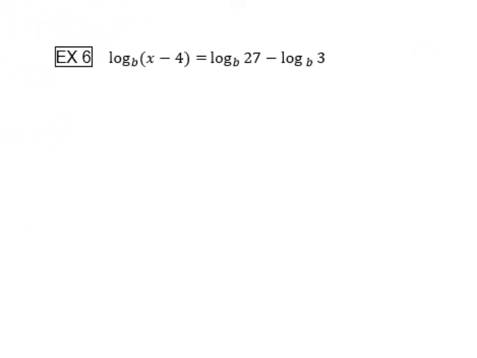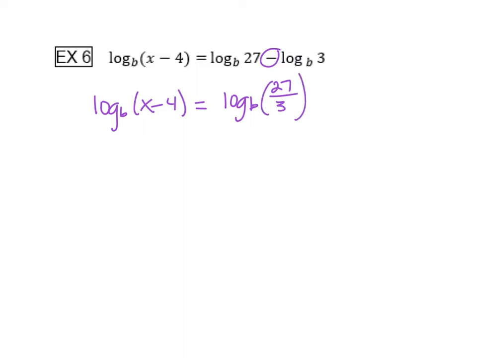And of course this one looks a little more complicated because we have that x minus 4, but we'll deal with that. Won't be that bad. I see over on the right side a subtraction with our log base b, so we can bring in one of our laws of logarithms. So I'm going to rewrite log base b of x minus 4 equals, when you are subtracting, that comes out of division. So log base b of 27 divided by 3. And we know that 27 divided by 3 is 9. So I'll rewrite this one more time. Log base b of x minus 4 equals log base b of 9.